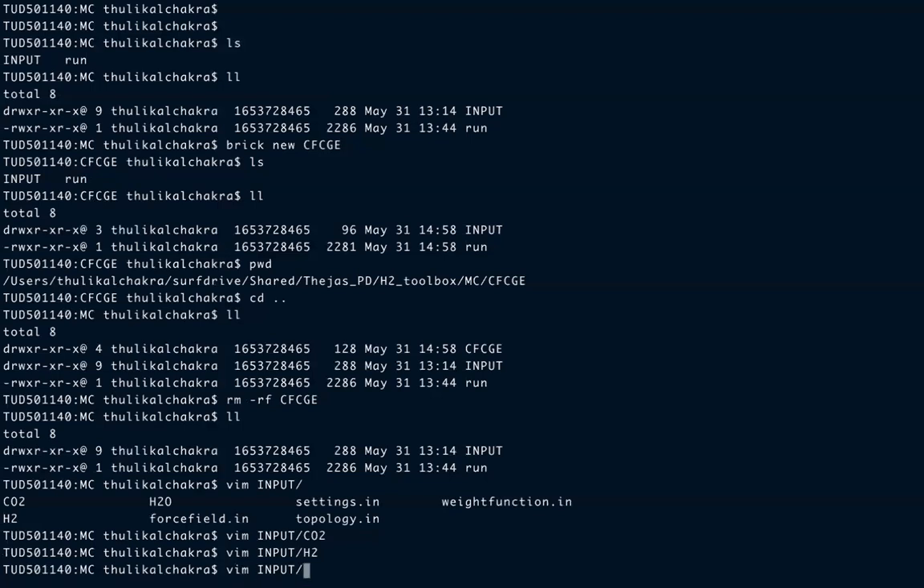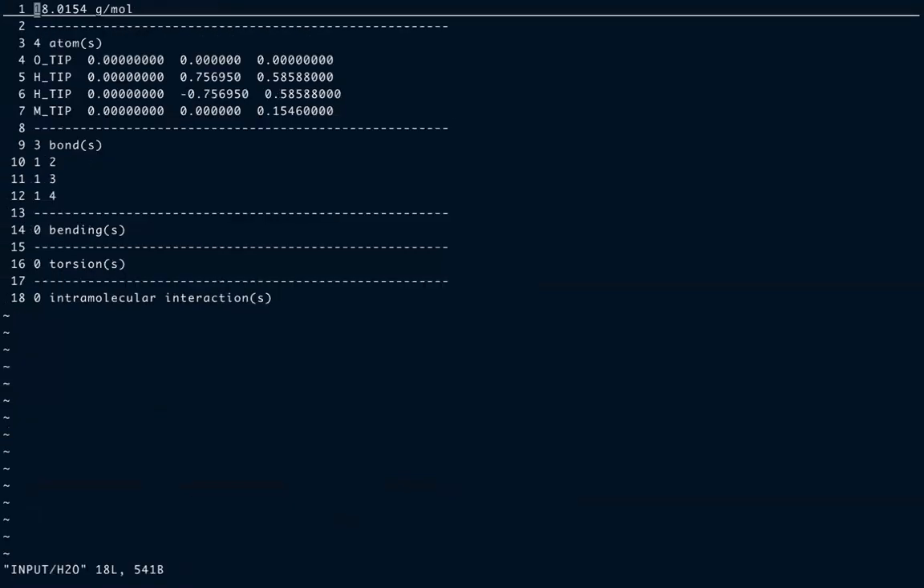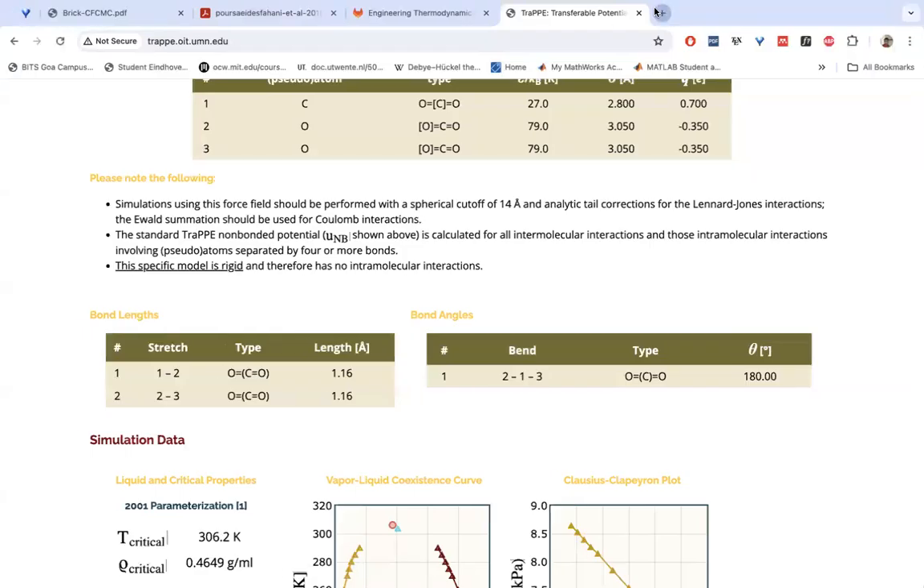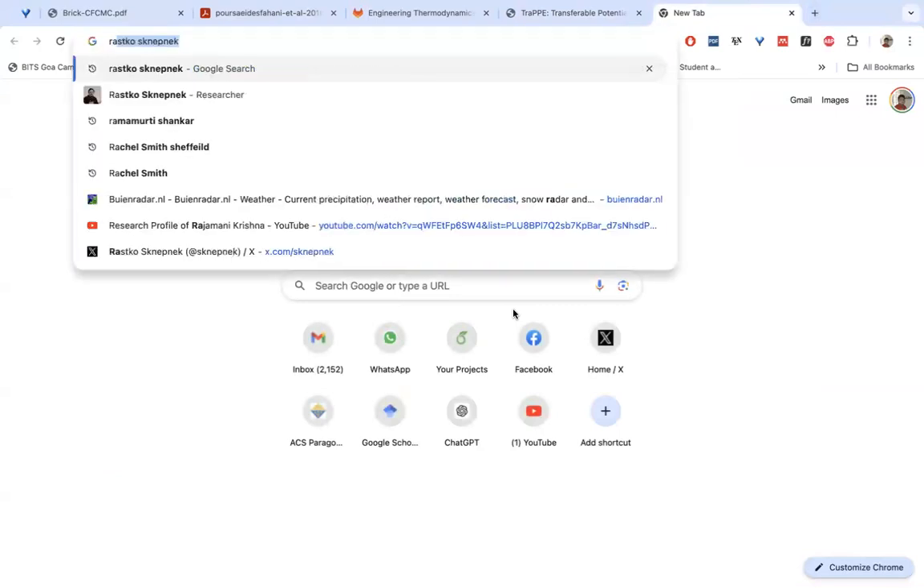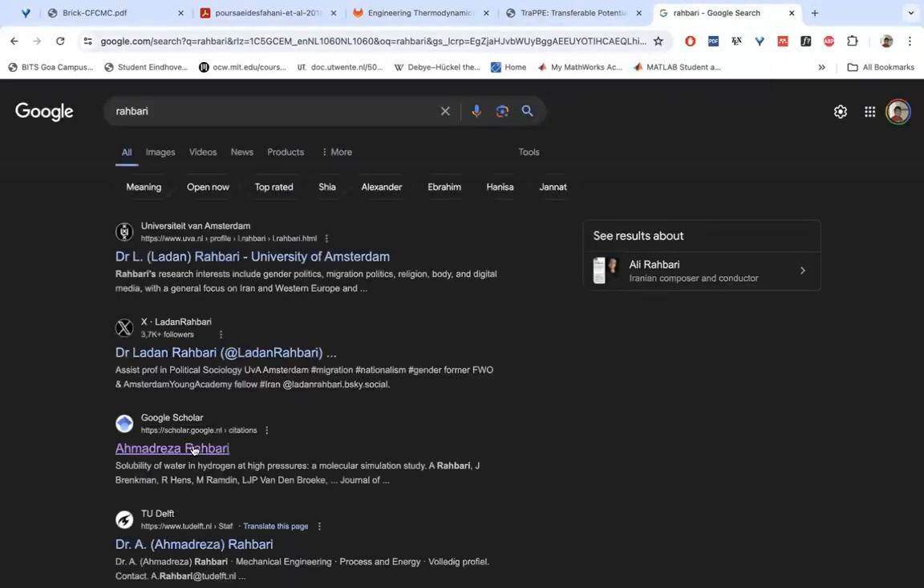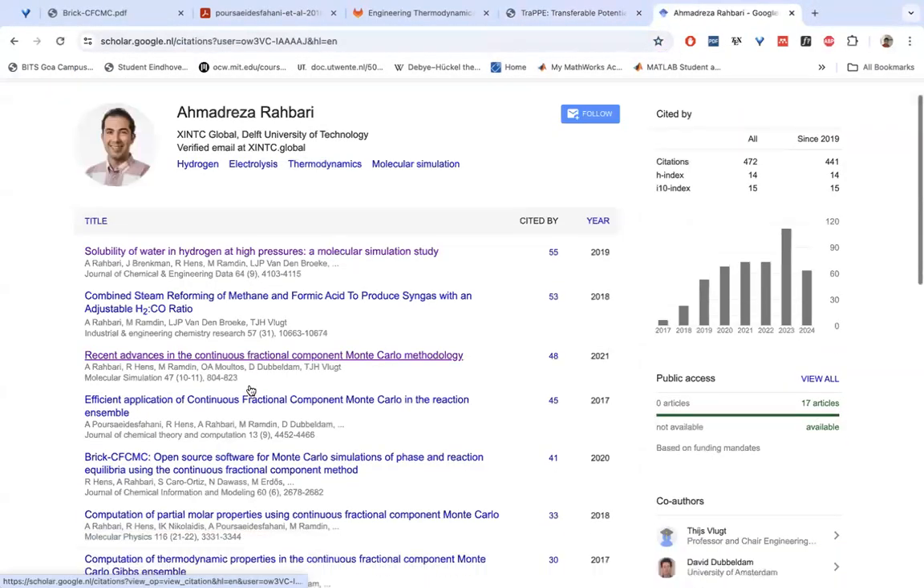And finally, you can look at the force field for water. Now, this is called the TIP4P/mu, a force field for water, which is once again developed by the engineering thermodynamics group at TU Delft. And the paper corresponding to that can be found here.